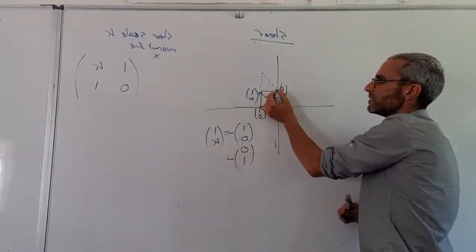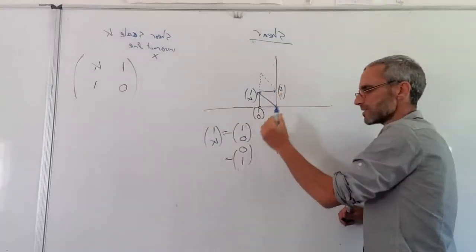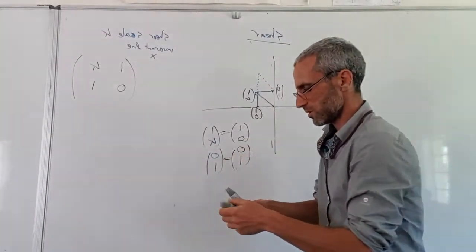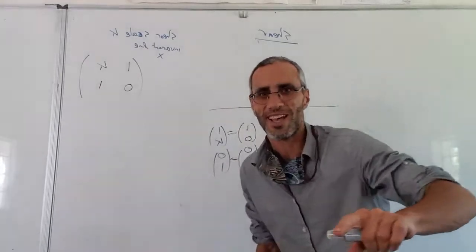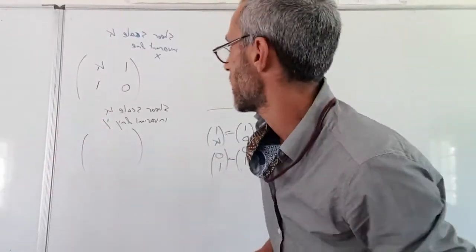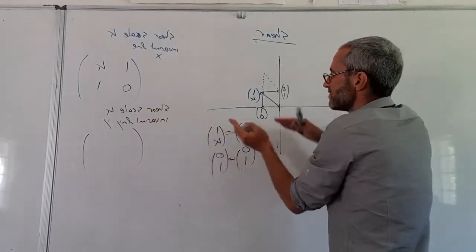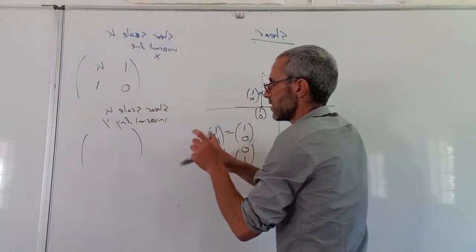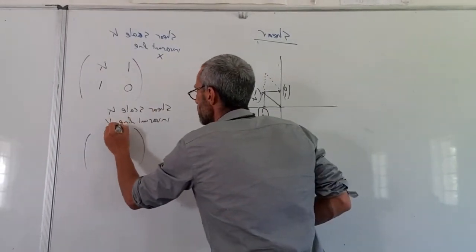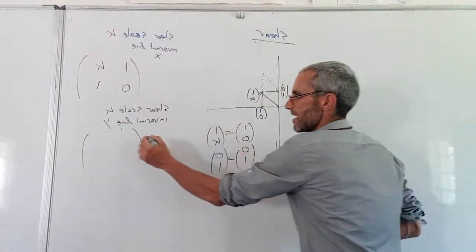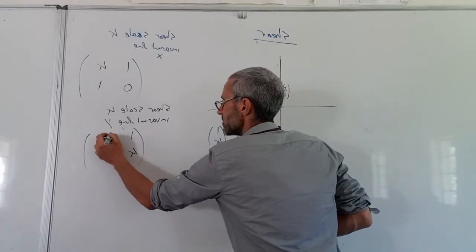Where the 0, 1 remains 0, 1. It doesn't change. Okay? And therefore, let me just pause here. Okay, so now we have a shear with scale factor k, and the invariant line is the y-axis. In this case, the matrix is going to be 1, k, 0, 1.